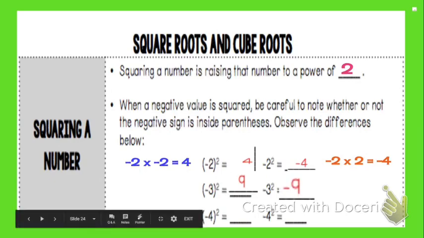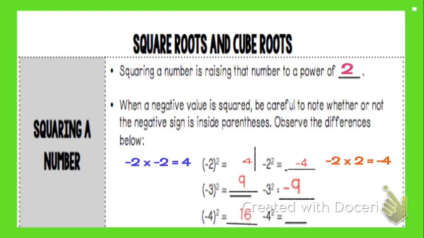Negative 4 to the second power, because it's in parentheses, is going to be a positive 16. And negative 4 to the second power, because it's not in parentheses, is going to be a negative 16. That is something that you need to take note of. So if it's inside parentheses, it will be positive. If it is not inside parentheses, it will be negative. So this is squaring a number.